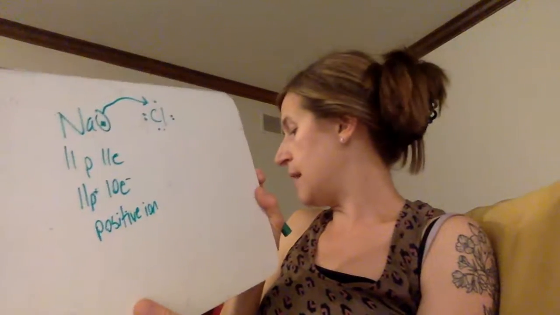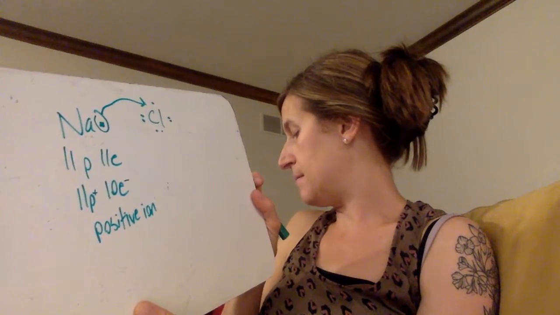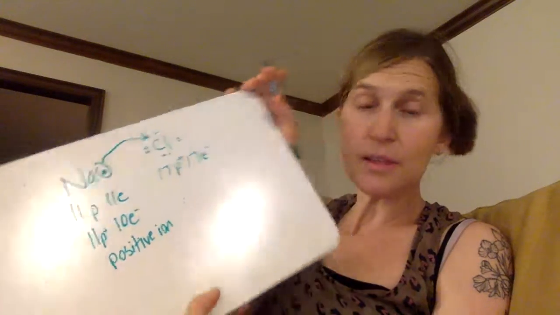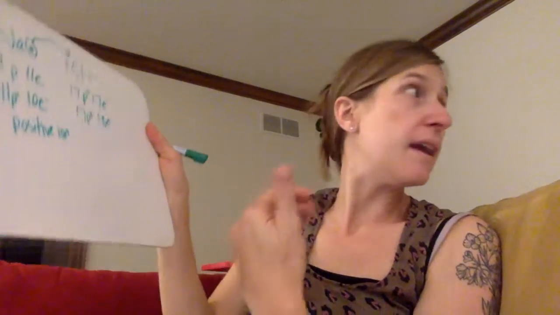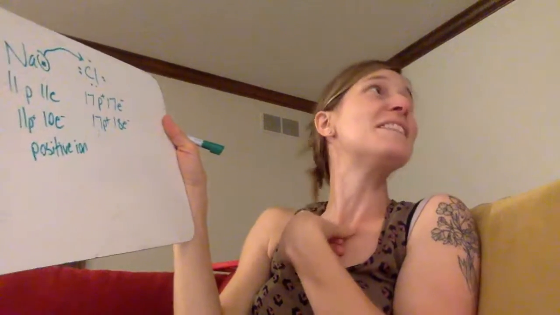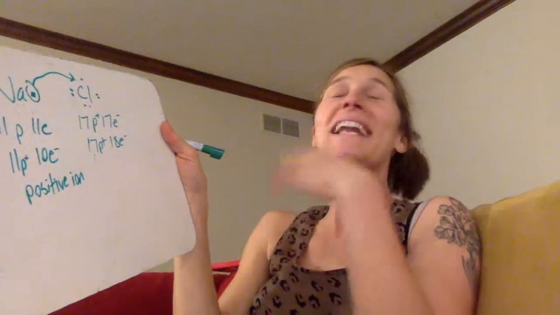There's just lots of words here to remember in this unit. And chlorine naturally has 17 protons and 17 electrons. So if chlorine gains an electron, now it has 17 protons and 18 electrons. So now it has an overall negative charge, right? So it's going to become a negative ion.